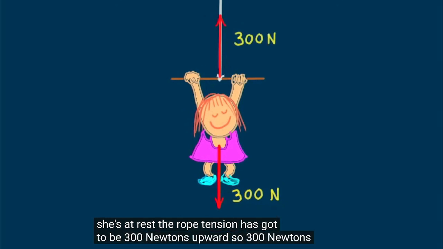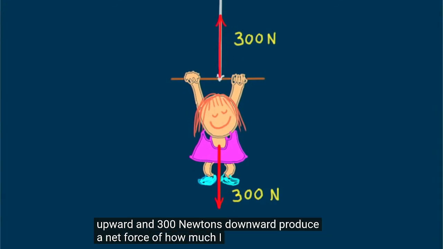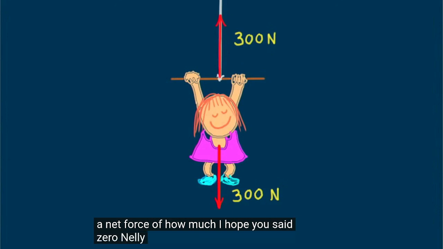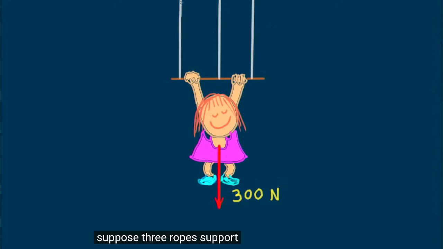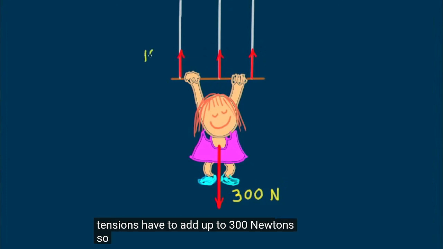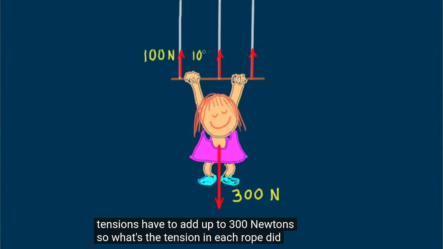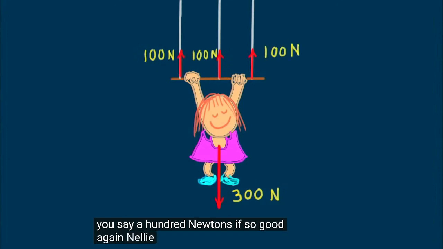So 300 newtons upward and 300 newtons downward produce a net force of how much? I hope you said 0. Nellie is in mechanical equilibrium. Suppose 3 ropes support Nellie, and evenly, so the tension in each rope is the same. We know the sum of the tensions has to add up to 300 newtons, so what's the tension in each rope? Did you say 100 newtons? If so, good. Again, Nellie is in equilibrium.